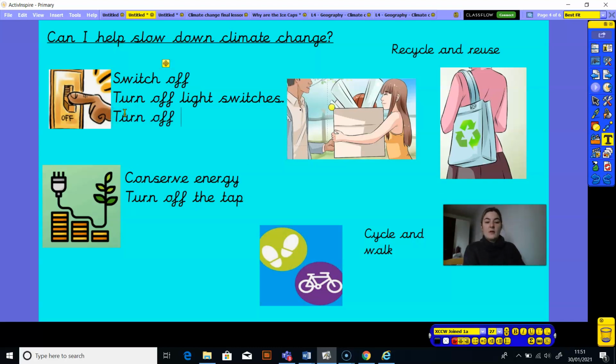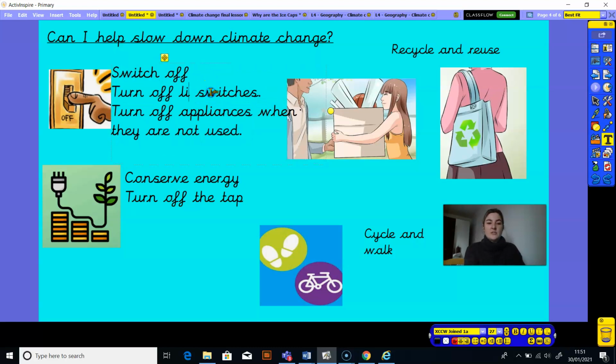So I might put turn off appliances when they are not used. I'm just going to put turn off switches, if they're not being used, because sometimes you get the switch and it's got the red top in it to say whether it is on or off. Even if you don't have an appliance in it, make sure you turn it off because it's still using energy. So that is a really good way.